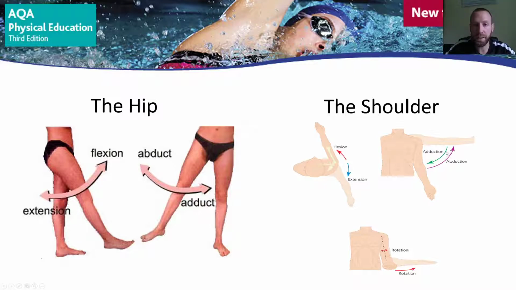Again, you can abduct and adduct at the shoulder. Abduction, raising the arm, so abducting and moving the arm away from the body. Adduction, moving it back in, right? Adding it to the midline of your body. So adding in, abducting, away, right? The ways to remember that. And then you can see rotation here. You can rotate and twist the arm at the shoulder. That's called rotation. Yeah, so you're rotating your arm at the shoulder.